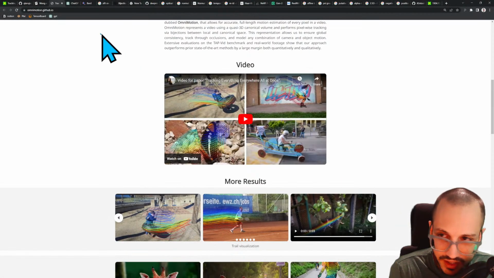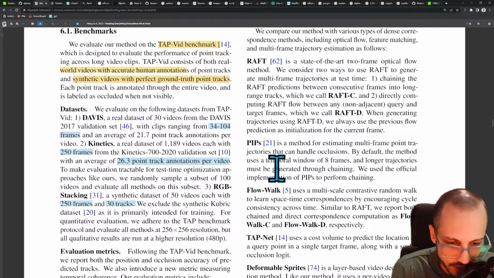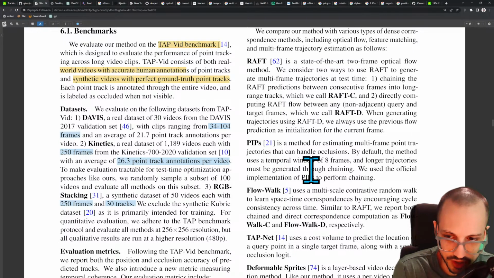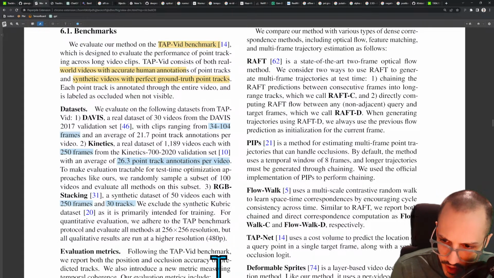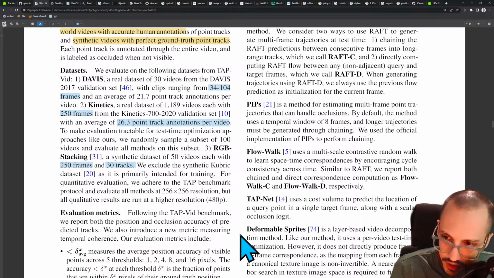So at some point you're going to run out of capacity in that canonical quasi 3D space they're using, especially the longer the videos go, the more you're going to try to fit into there, and it's just not going to fit anymore. So yeah, one thing that I'm not liking about this is just how short the videos are. They adhere to the TAP benchmark, so the resolution they're using is 256 by 256.